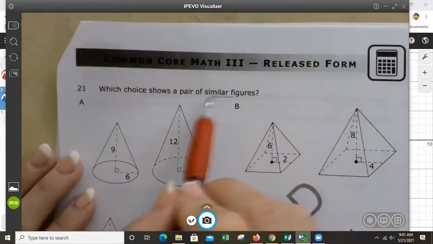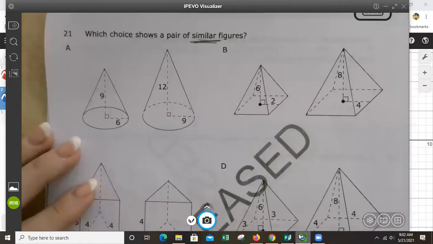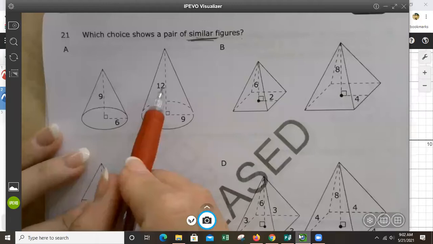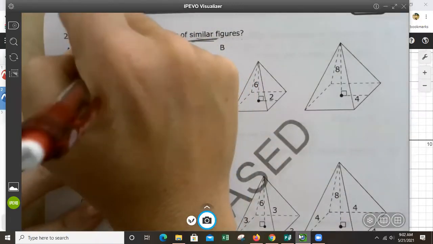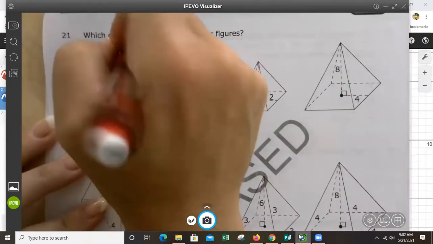21. Ta-da! Similar figures. What does that mean? What did I just tell you? Angles the same, sides are in proportion. All right, so let's look at the first one. I always do left over right because that's how I think. I read left to right, so that's what I do. So I'm going to start with 9 over 12. And then I'm going to see if it matches 6 over 9.